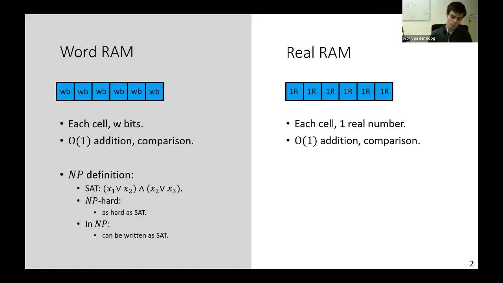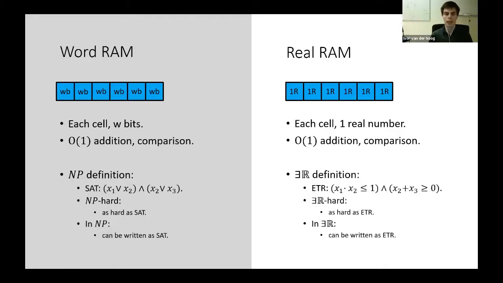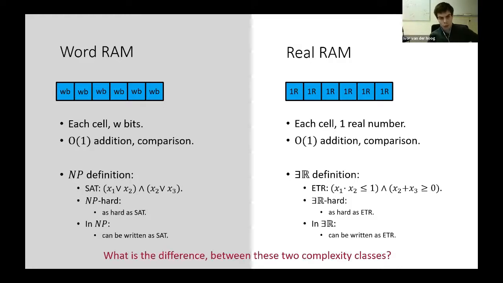The real RAM has a complexity class, which Till just talked about, which looks very much like NP. It comes from the problem ETR, where the input is a formula of real variables. Now, we look for an assignment of reals such that the formula evaluates to true. A problem is hard for the existential theory of the reals when it's as difficult as ETR. It lies in the existential theory of the reals if it can be written as an ETR formula. And whenever we are confronted with these two classes, we can wonder what is actually the difference between these two.